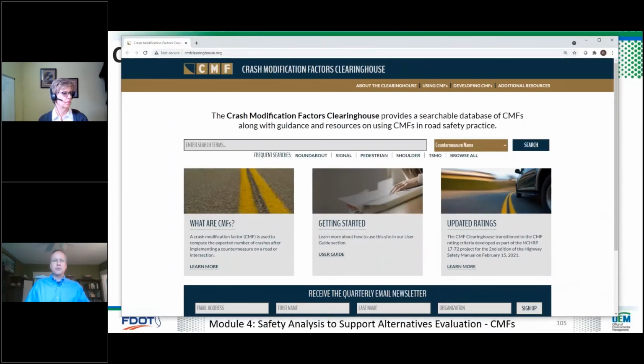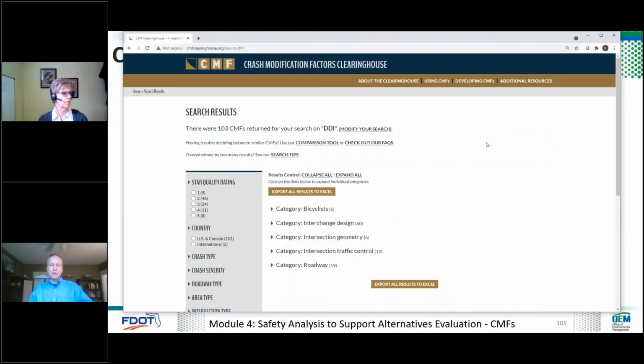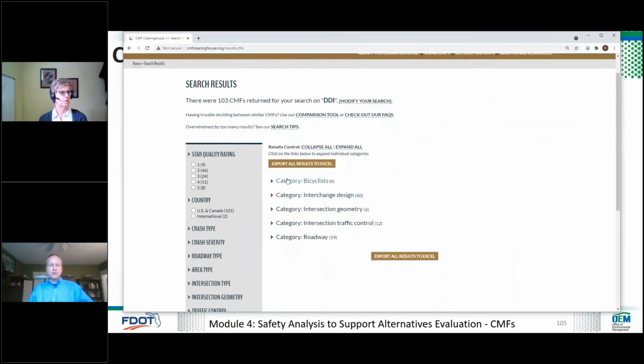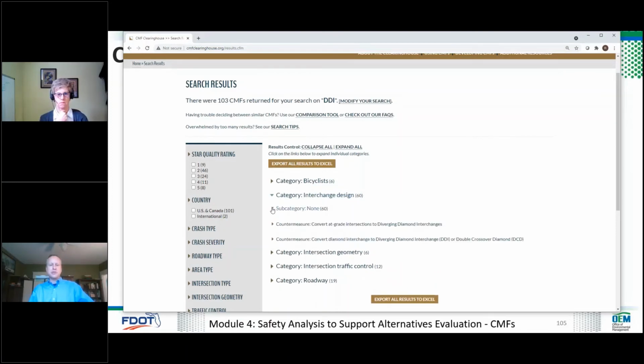All right, so I've got a clean start here on the CMF, and I'm just going to type in DDI. You can see I've done it recently, right? And hit search, and it will pull up some categories: bicyclist, interchange design, intersection geometry, intersection traffic control, roadway. I'm interested in this interchange design one, and there's 60 of them. And 60 is a pretty big number. I'll admit, the first time I did this, I was daunted.